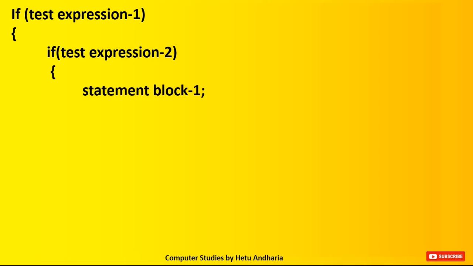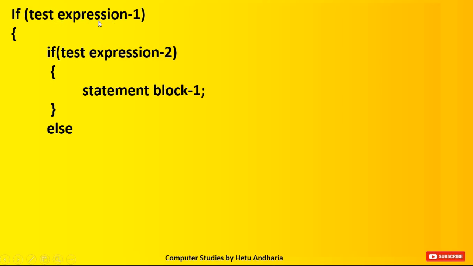So how is it? First thing is test expression 1, then curly bracket. Now here it's useful if you use the curly bracket, if there are more than one thing. Then if this condition becomes true, then execute the second condition, if test expression 2. If this becomes true, then print whatever you want to print, that is statement block. Next possibility, if second condition doesn't become true but first condition is true.